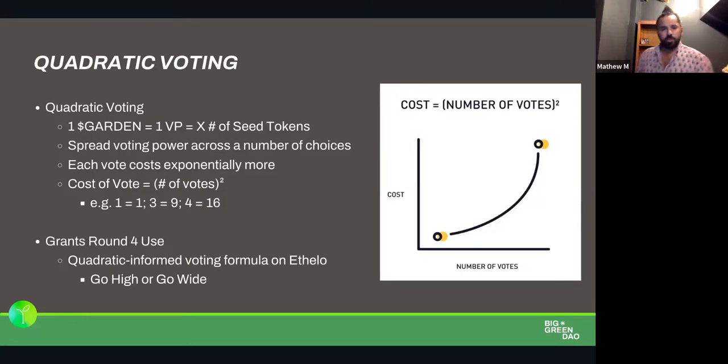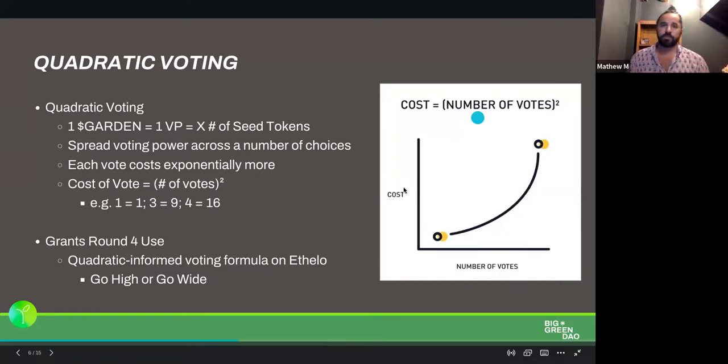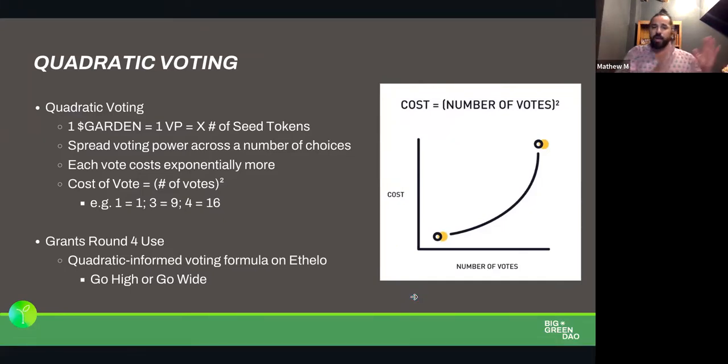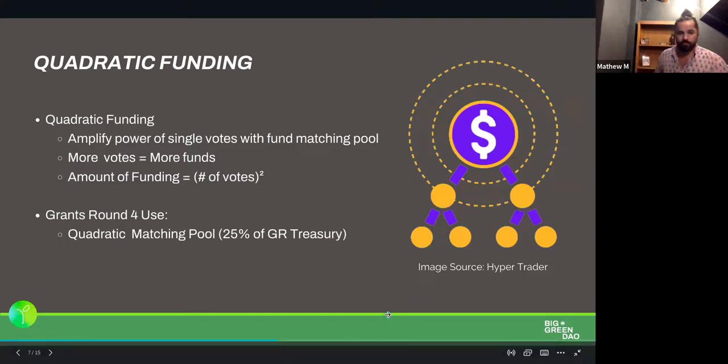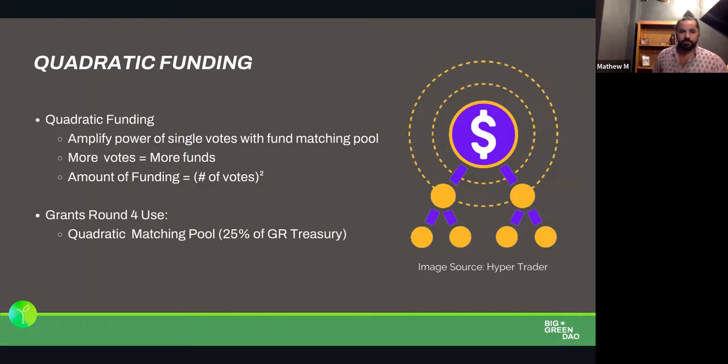Now, in our system, we're trying to incentivize both high intensity of support for an organization, as well as high levels of democratic distribution of support. So we are using a quadratic informed voting formula via Othello, which incentivizes you and allows you to either go high and give a large number of votes to one organization, or go wide and spread out your votes at a smaller number throughout a wider amount of organizations. And we'll see how this works and how we're creating this incentivization through, in part, our quadratic funding.